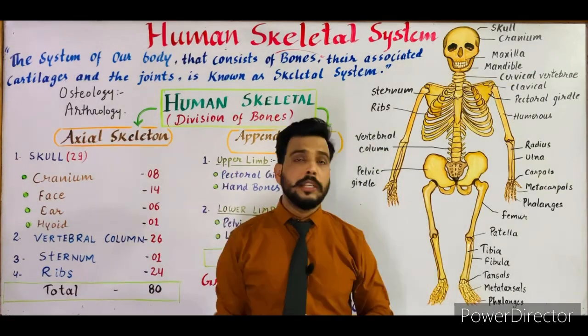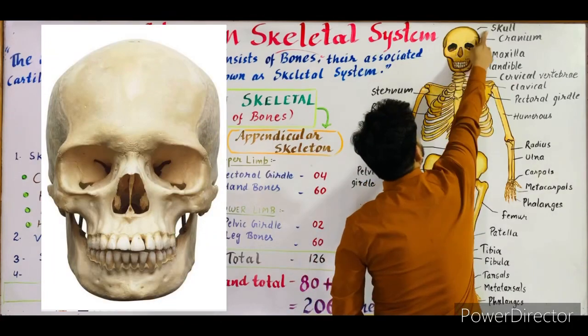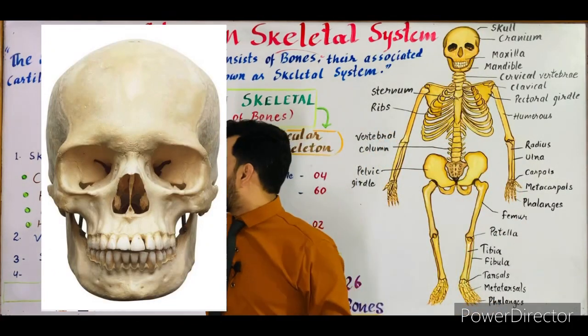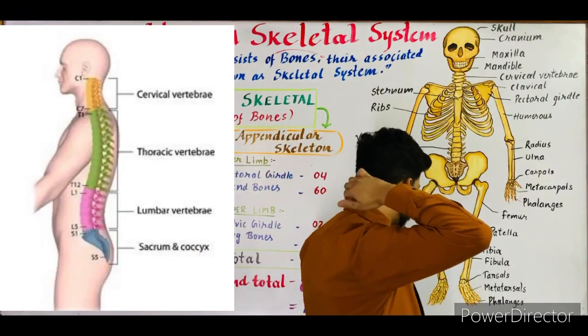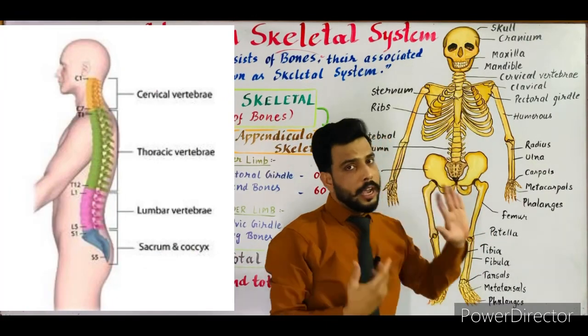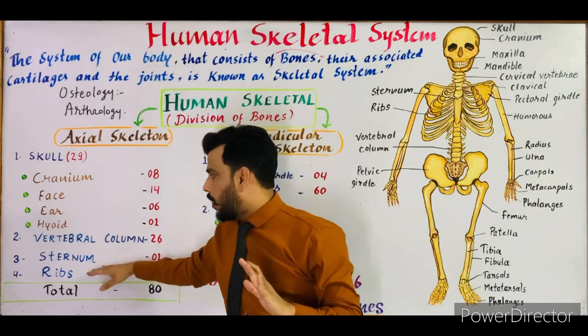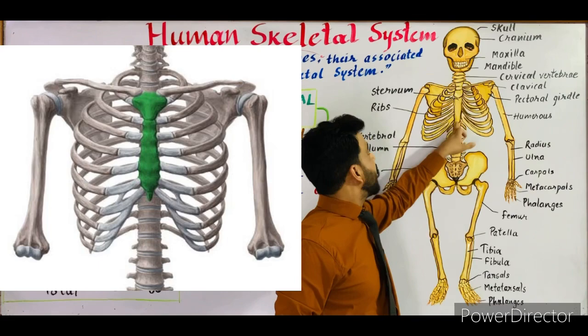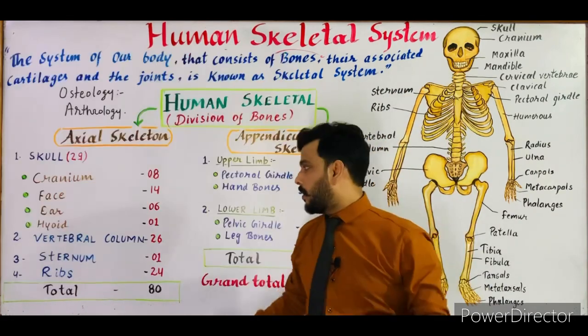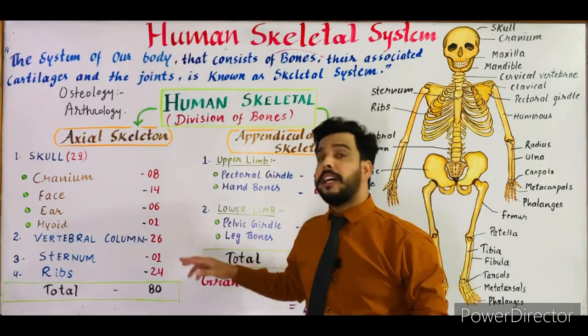The skull, as you can see in the diagram, this is the skull. The second one is the vertebral column, that is also known as our backbone. So this is the vertebral column, another part of the axial skeleton. Third one is the sternum, the bone which is present in front of the body, that is the sternum, as you can see in the diagram. And the last one is the ribs.